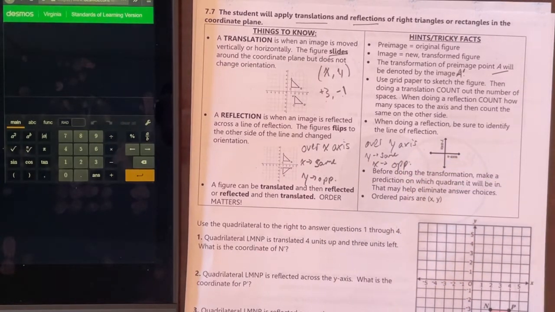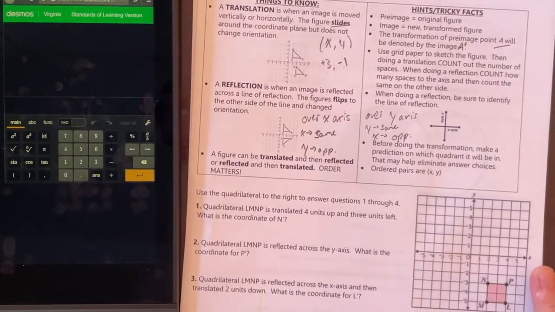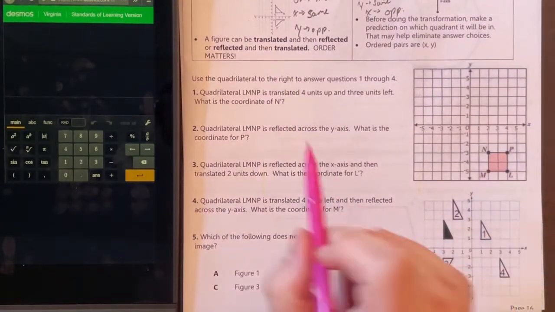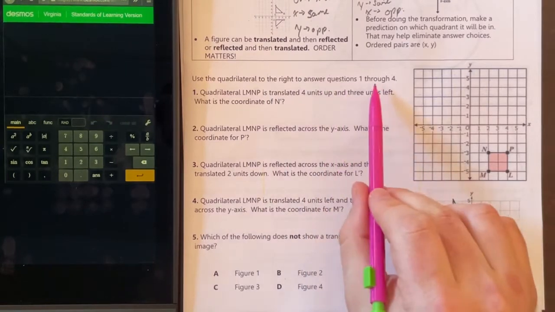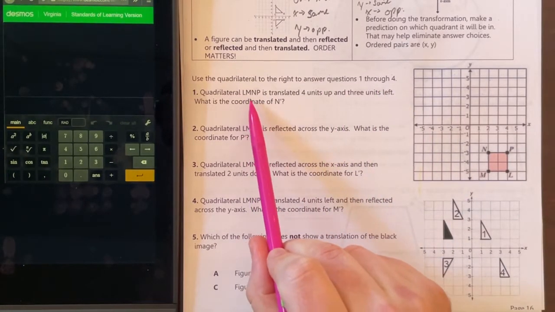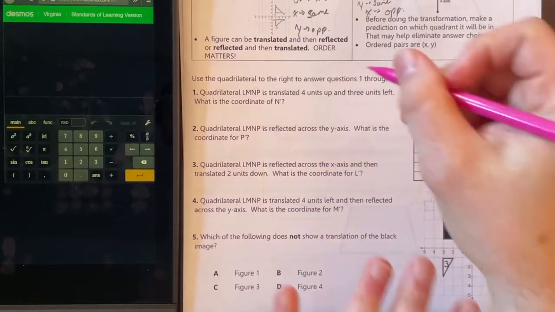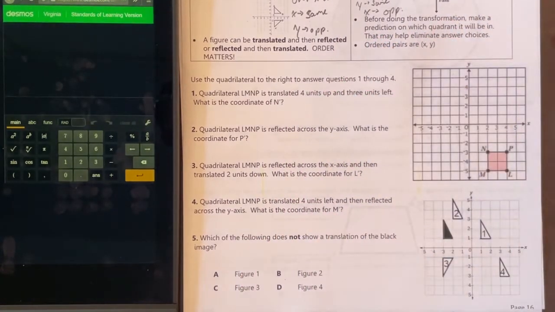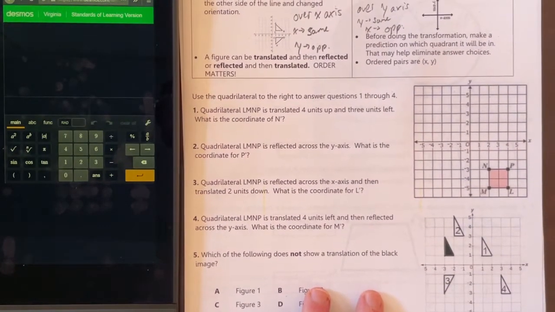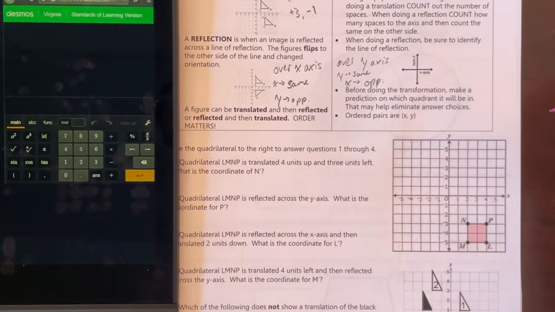All right, so now working on that number 1, it says use the quadrilateral to the right to answer questions 1 through 4. It says quadrilateral LMNP is translated 4 up and 3 left. Make sure you're using those keywords as well. So let me write that over here.